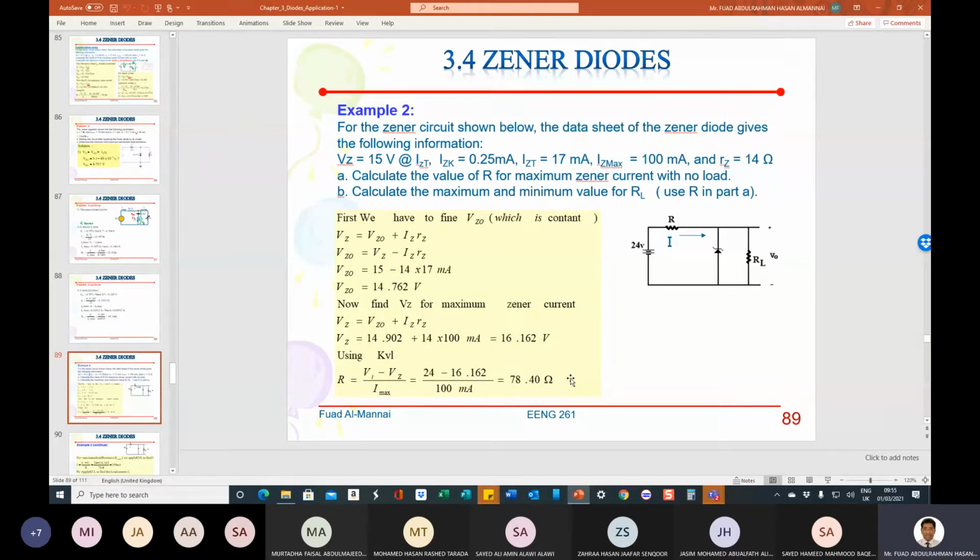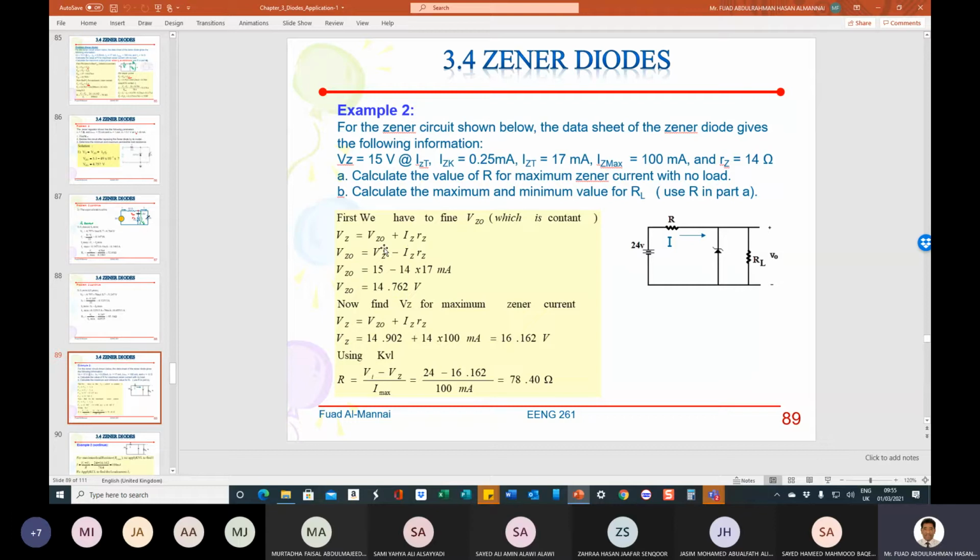Okay, what does he want us to do? He said calculate the value of R for maximum Zener current with no load. This one here we already did, before example number 1. And then calculate the maximum and minimum value of RL. Okay, and he said use R in part A.